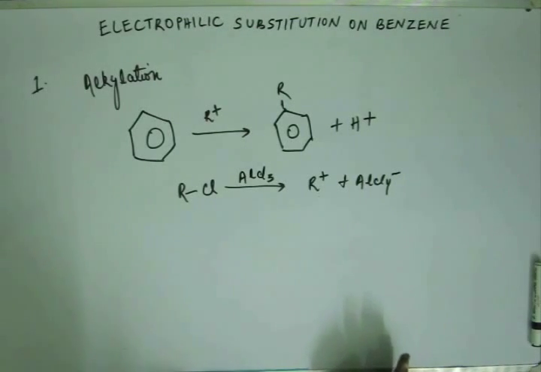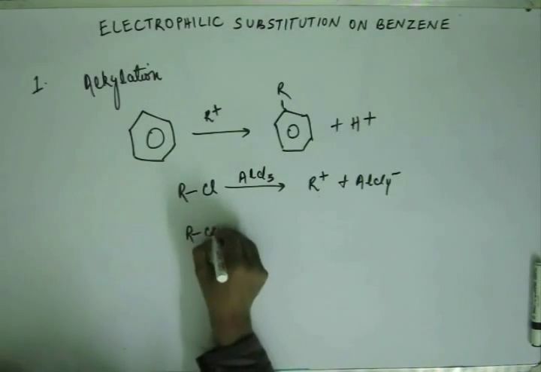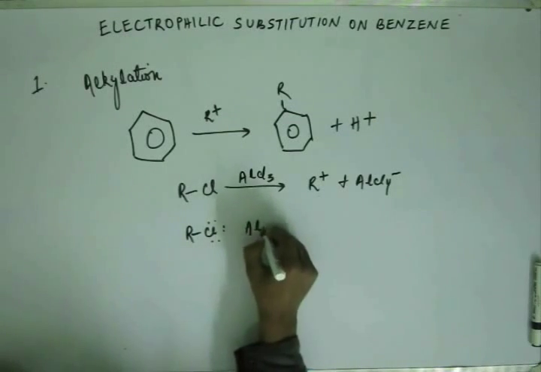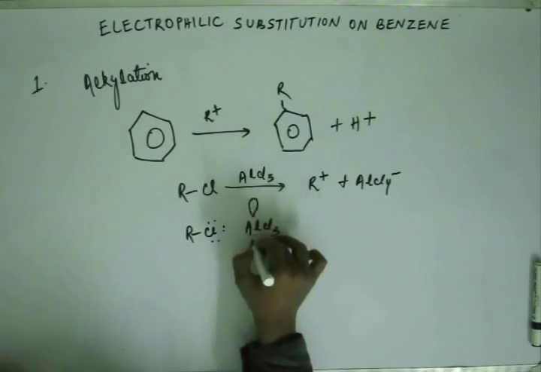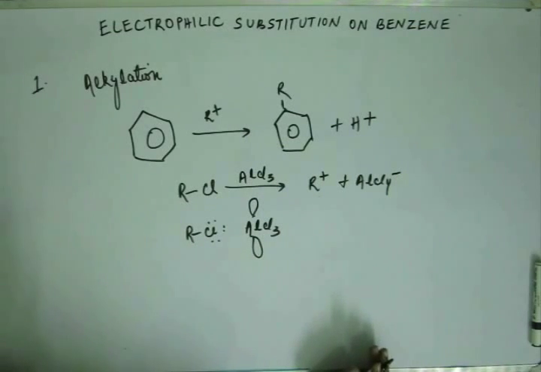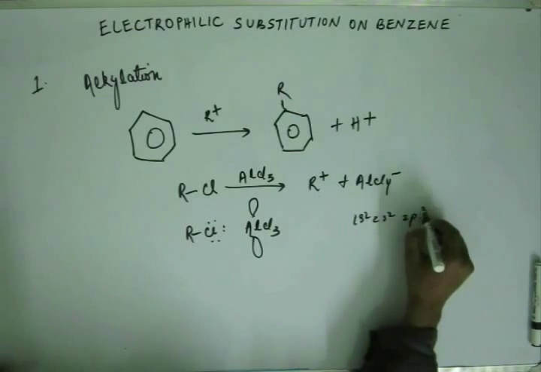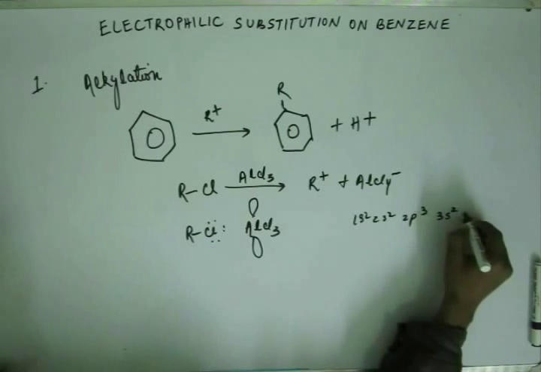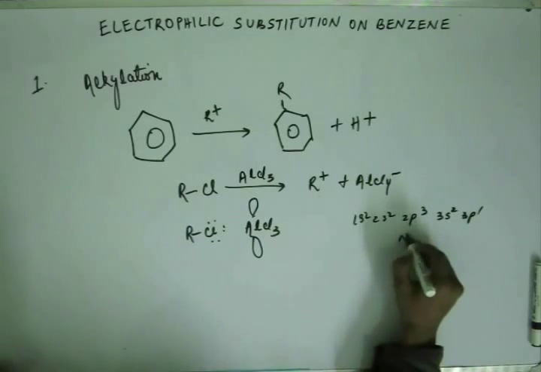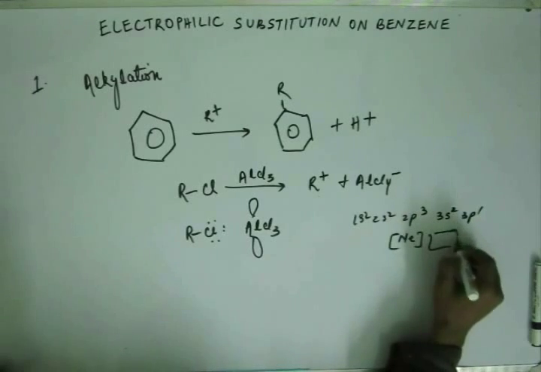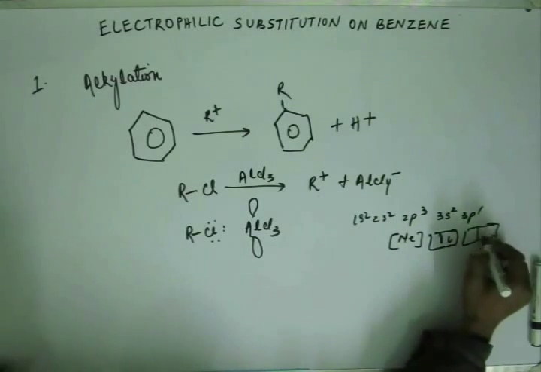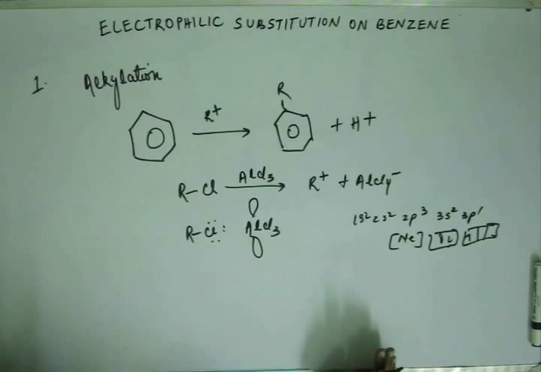Now how this happens, we have talked a little about this during resonance or during inductive effect, but I'll brief you once again very quickly what exactly is happening and how R+ is generated. Aluminium is having an empty orbital. The atomic number of aluminium is 13. Electronic configuration is 1s2, 2s2, 2p6, 3s2, 3p1. Up till here is neon. This is 3s2 and this is 3p1. Now aluminium has one unpaired electron.